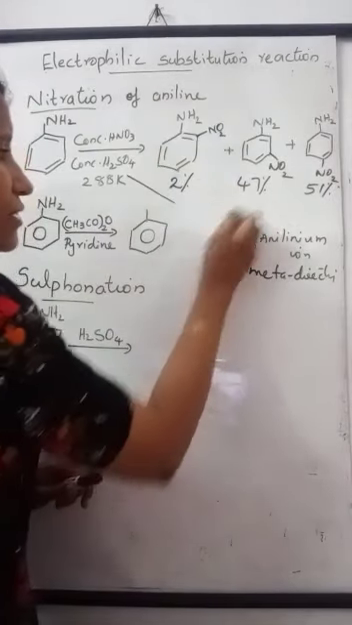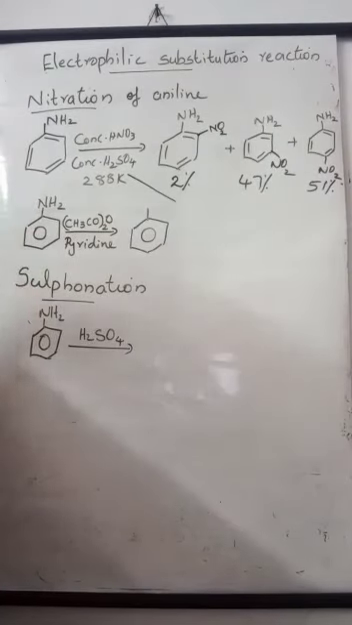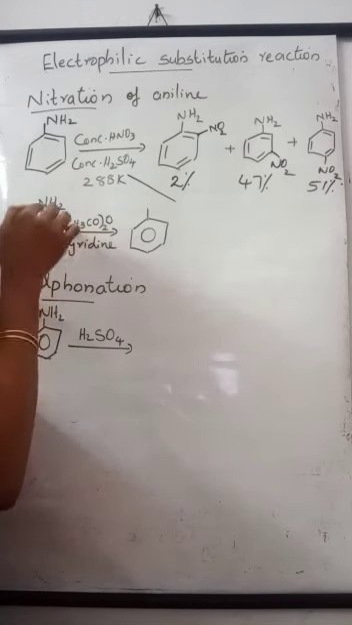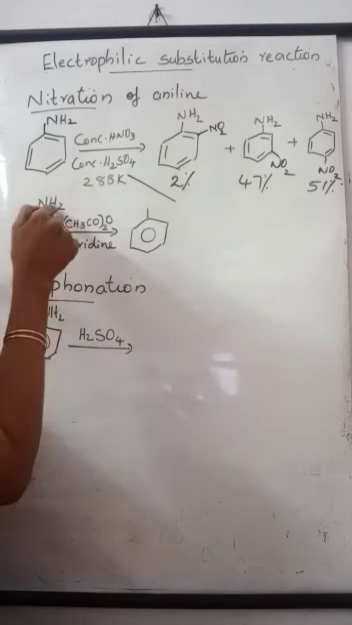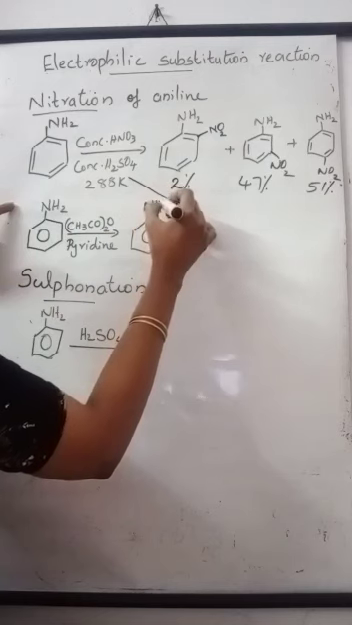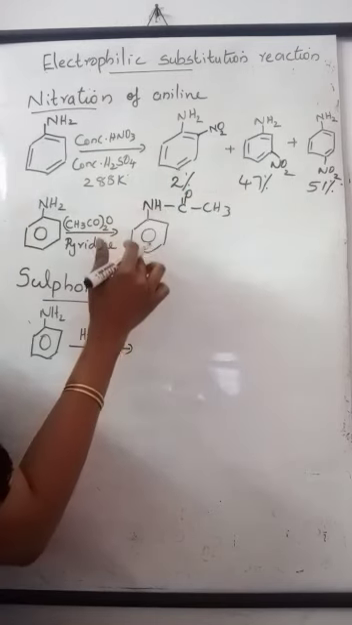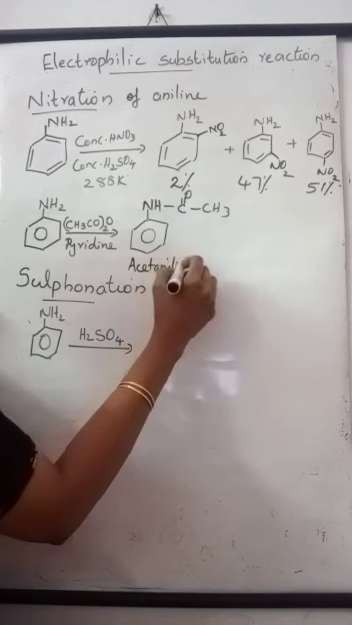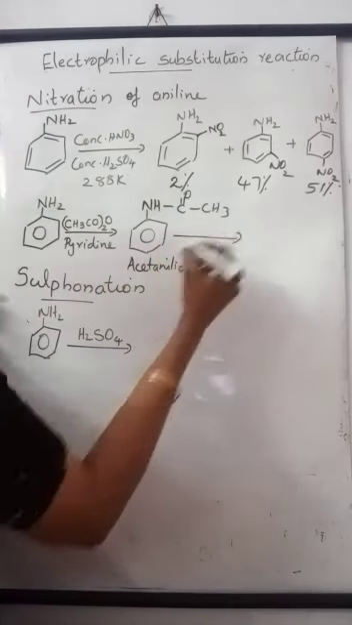what to do? The activation effect of the amino group should be controlled. The activation effect of the amino group should be controlled by acetylation in the presence of pyridine. So what happens? This NH2 group is acetylated. COCH3 group substitutes the hydrogen atom and we get NHCOCH3. This is N-phenyl ethanamide or acetanilide.